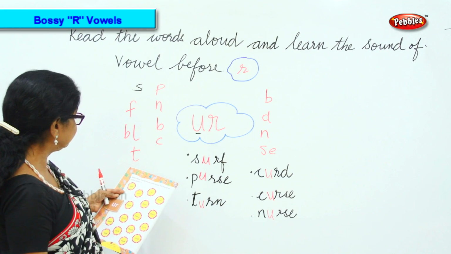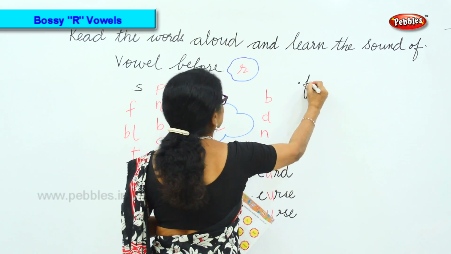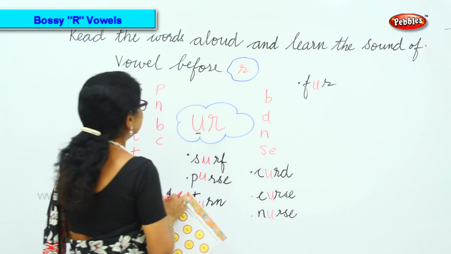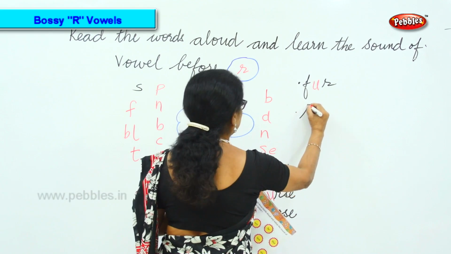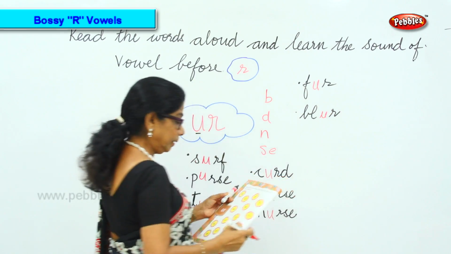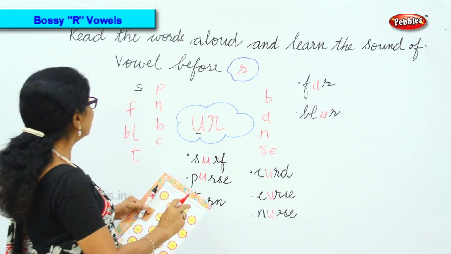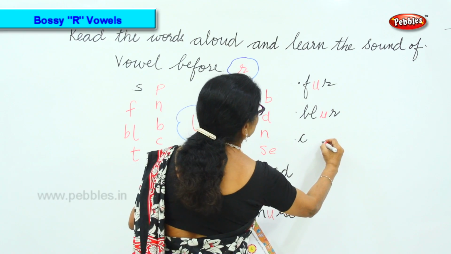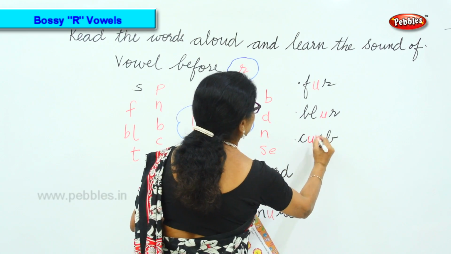Turn. We finish. Fur. We can have words. Fur. Then blur. We can have blur. Then curb. You can have curb. Okay, I think that's enough.